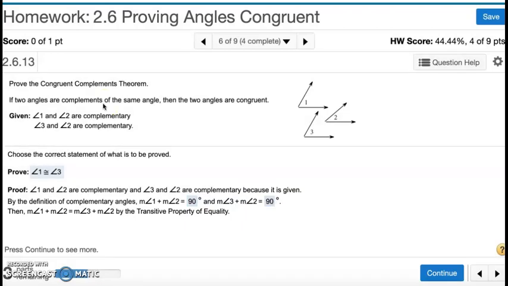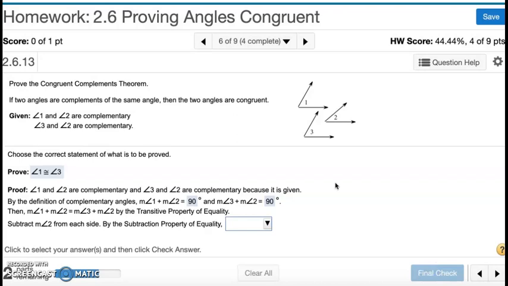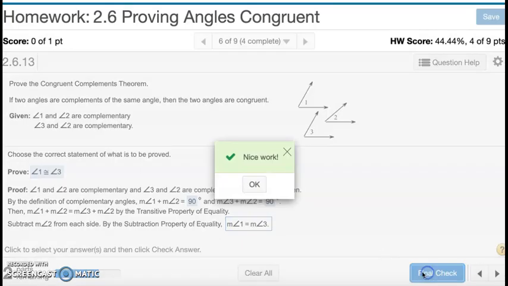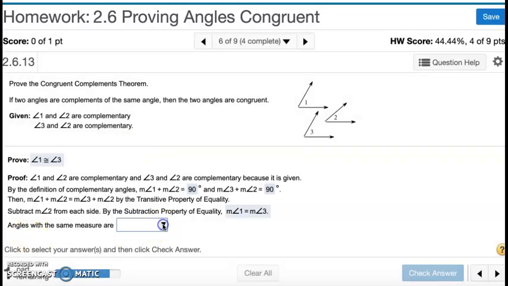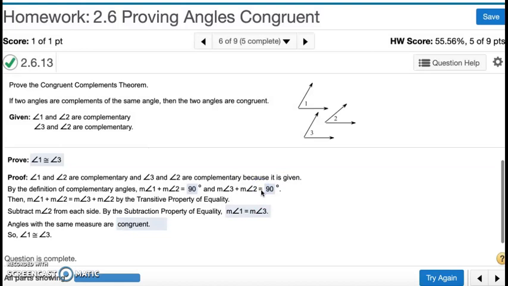Then the measure of angle 1 plus the measure of angle 2 equals the measure of angle 3 plus the measure of angle 2 by the transitive property of equality. You substitute in. So we subtract the measure of angle 2 from both sides, and doing that leaves us with the measure of angle 1 equal to the measure of angle 3. So angles with the same measure are congruent. So angle 1 is congruent to angle 3. And that is number 6.